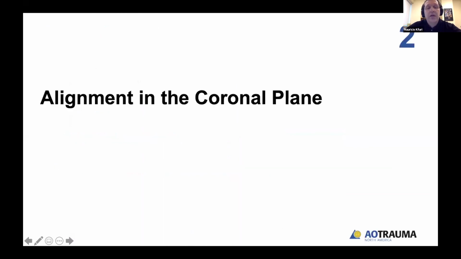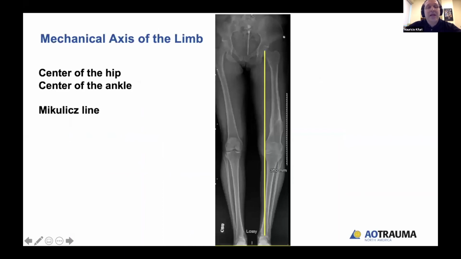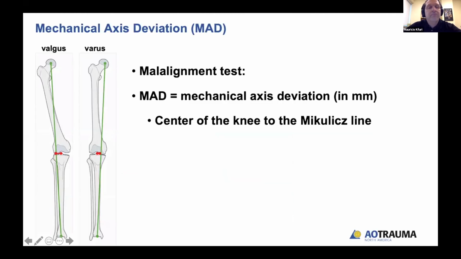Alignment in the coronal plane. The mechanical axis of the limb is the Mikulicz line, or the line that connects the center of the hip to the center of the ankle. And this is a very critical line for the alignment of the lower limb in the coronal plane.